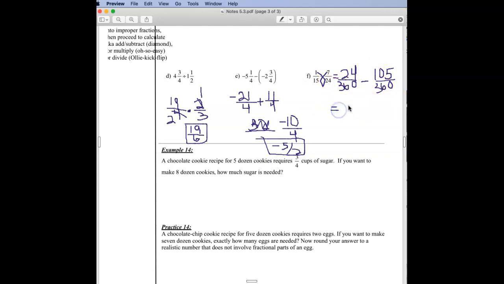So now that I have a common denominator, I just need to do 24 minus 105. So use a calculator as needed, guys. 24 minus 105. Let's use a calculator. It's negative 81. So I have negative 81. That is supposed to be an 8. Sorry about that. But either way, negative 81 over 360. And I'm going to go ahead and leave that alone.